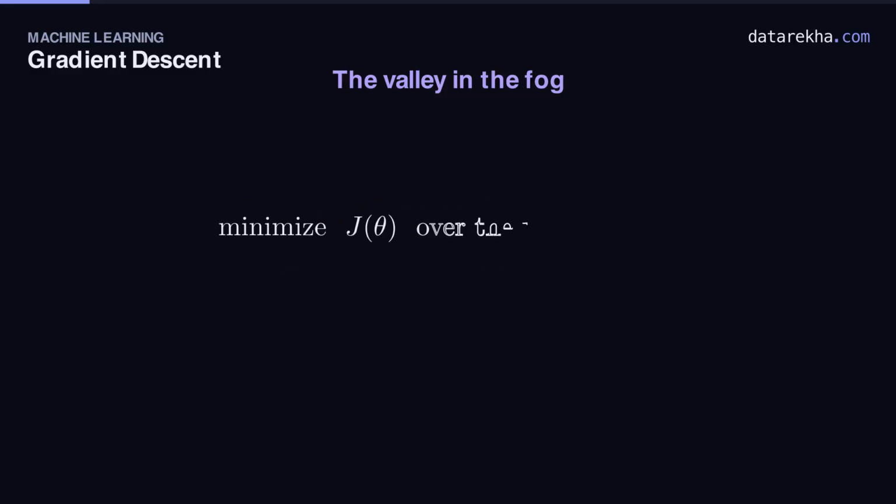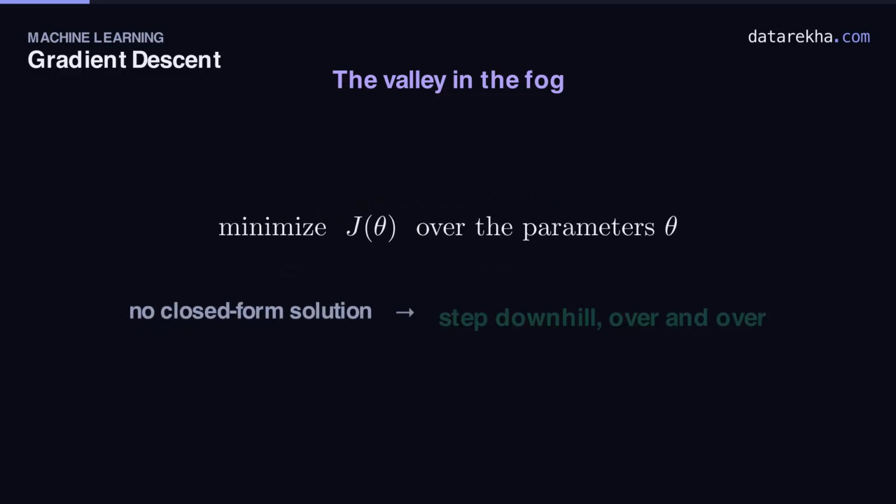This is exactly how a machine learns. A model has knobs, its parameters, which we call theta, and a loss, J of theta, that measures how wrong it is. Most models are far too tangled to solve in one clean formula. So instead of solving, we descend.